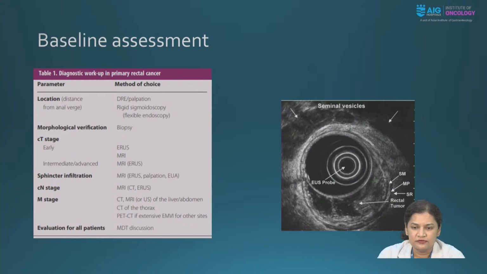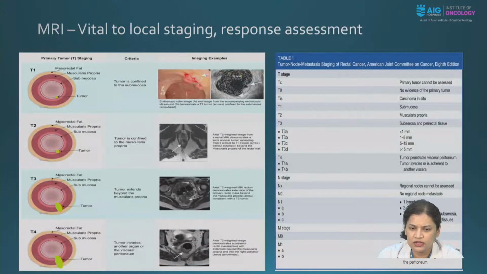The next step is to confirm and stage the malignancy in terms of T, N, and M stage. For the T stage in early stage rectal cancers, endorectal ultrasound plays a major role. It helps in determining the depth of invasion, whereas once the tumor has gone into the mesorectal plane, an MRI plays an important role. The nodal stage is just as well documented in an MRI. To rule out the presence or absence of distant metastasis, a PET CT scan or a CT scan is done for completion.